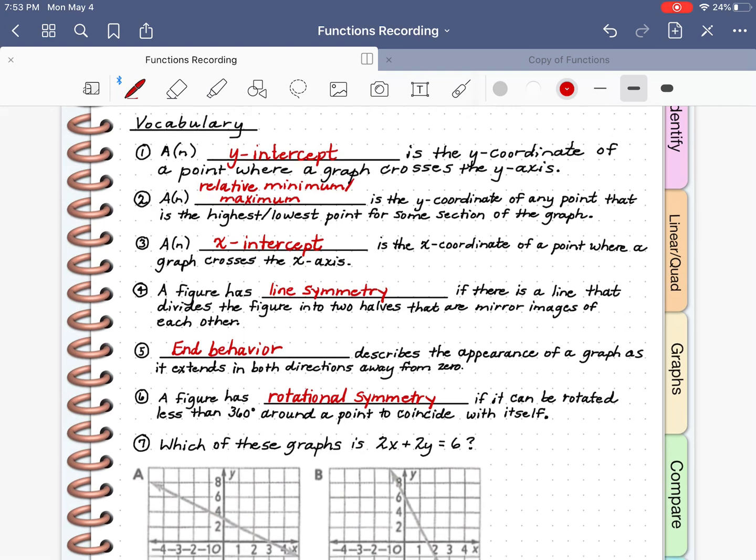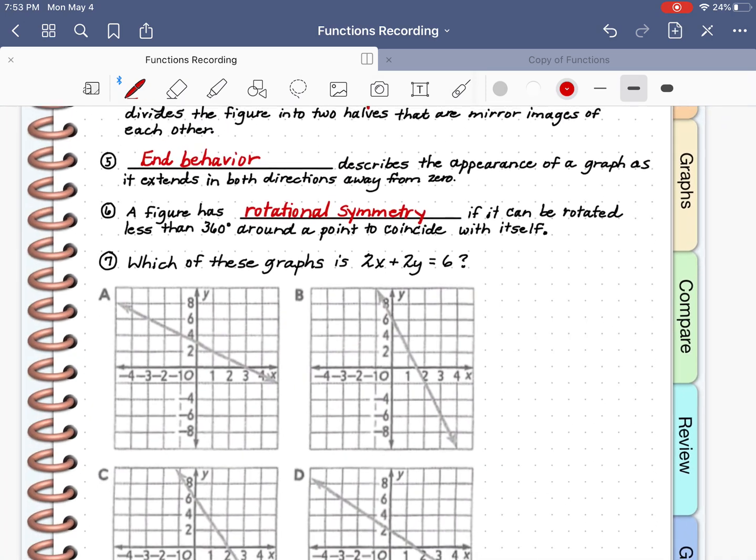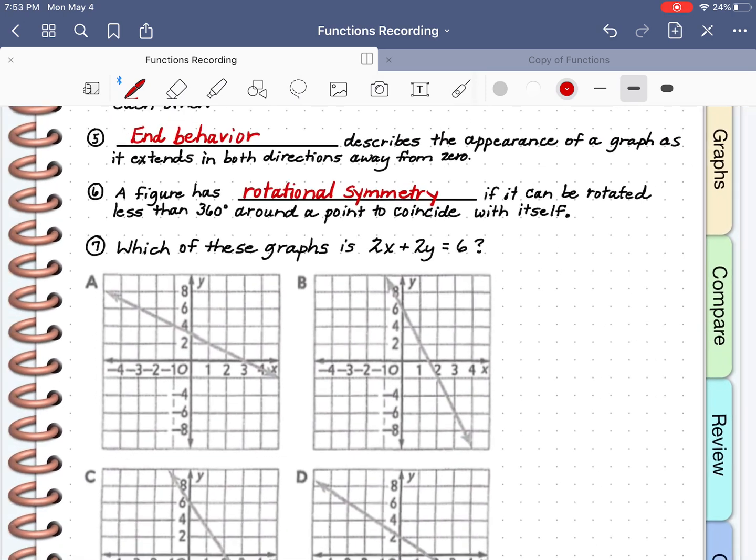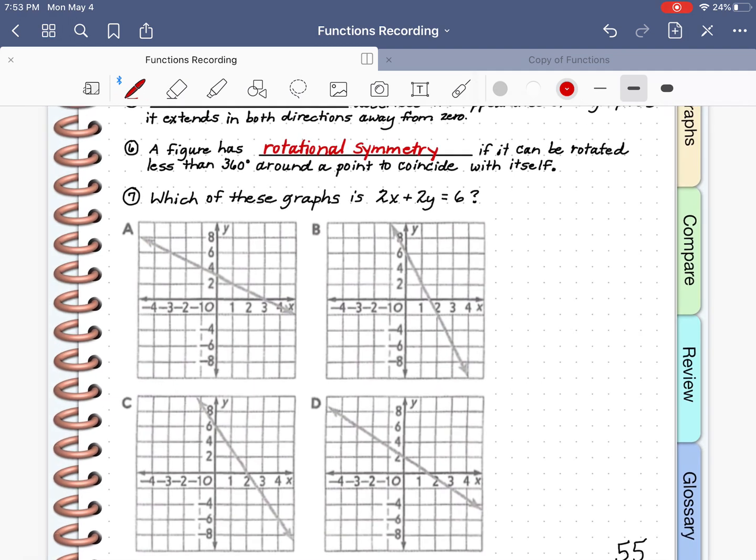Number 7. Which of these graphs is 2x plus 2y equals 6? So let's write the function. There are other ways to do this, but this is what I would do. I would find my intercepts, because these graphs clearly give us intercepts. So that's a surefire way of finding it.